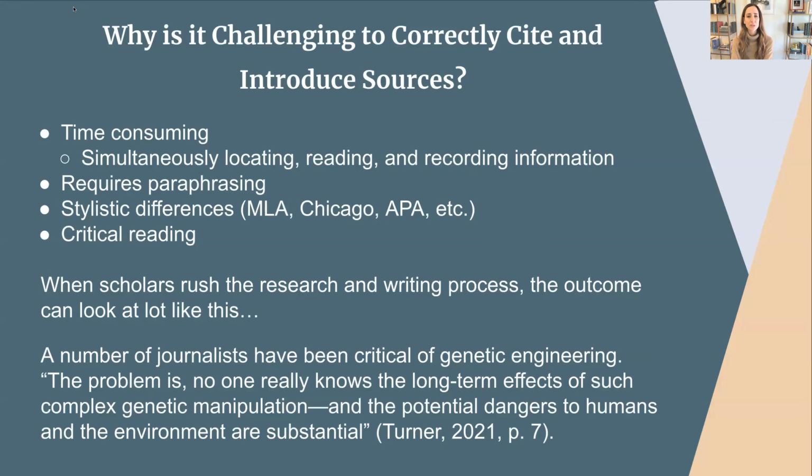Well, first of all, it's time consuming. You're going through this process of simultaneously locating, reading, and recording information.